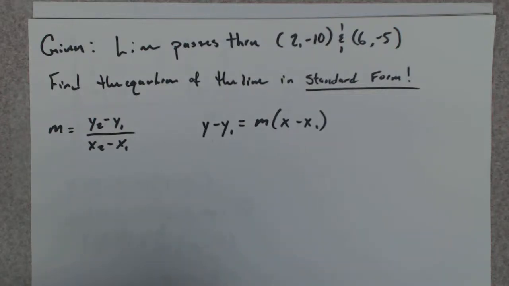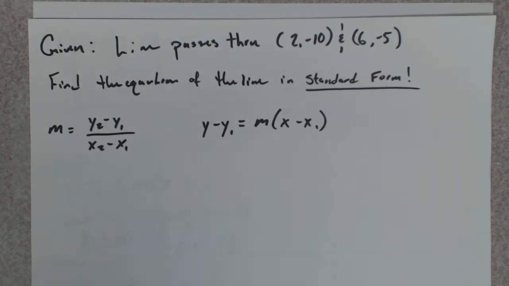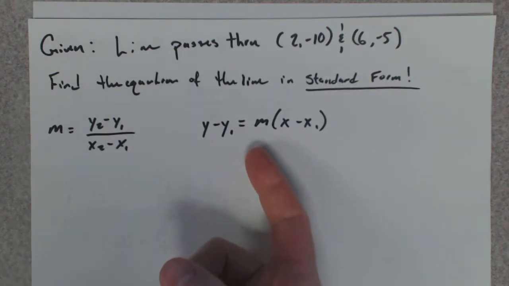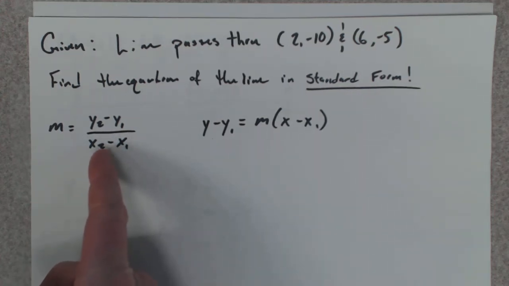For this question, we're given that we have a line that passes through point 2, -10, and point 6, -5. We're supposed to find the equation of the line in standard form. So to do this question, I need to use the slope formula, and I'm going to use, in this case, the point slope formula. So first I'm going to find the slope.